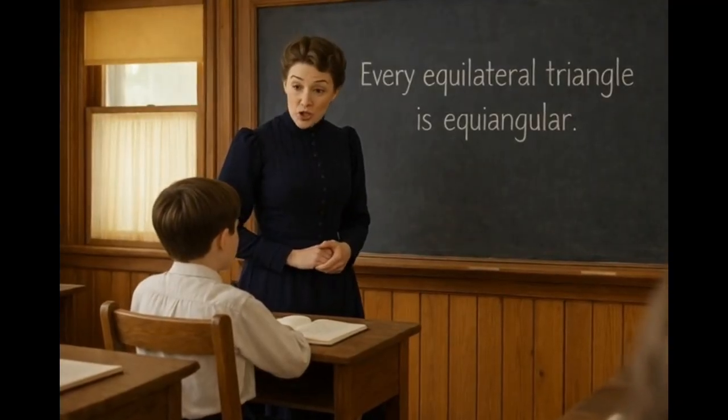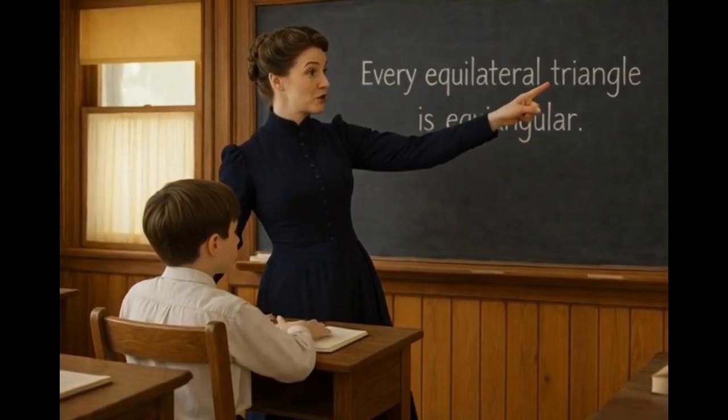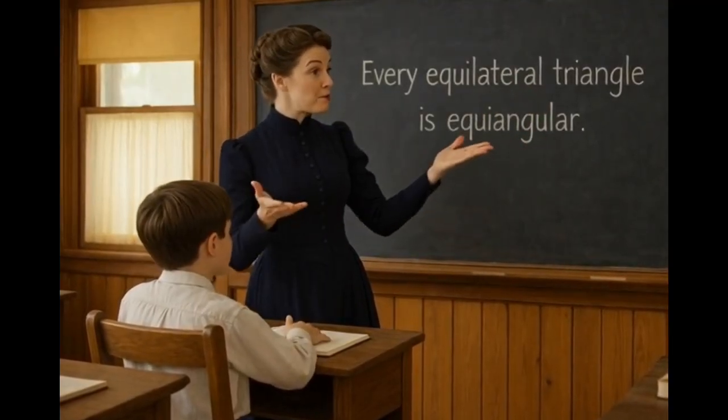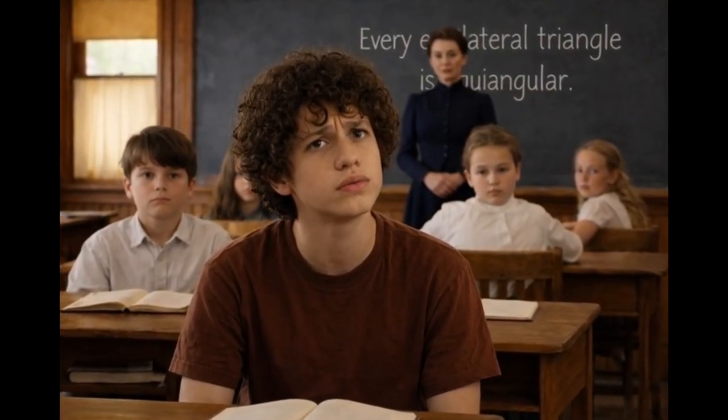Class, consider this sentence. Every equilateral triangle is equiangular. Before we rewrite it, we must understand the vocabulary. An equilateral triangle has 3 equal sides. An equiangular triangle has 3 equal angles. The sentence tells us something must always be true. So if a triangle has 3 equal sides, then its angles are equal too? Yes, Jaden, that is the idea.